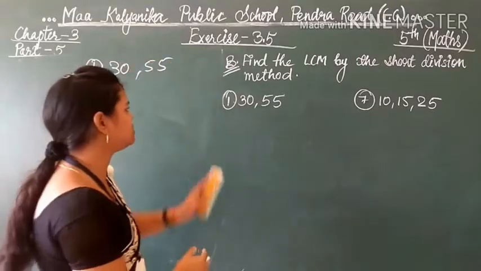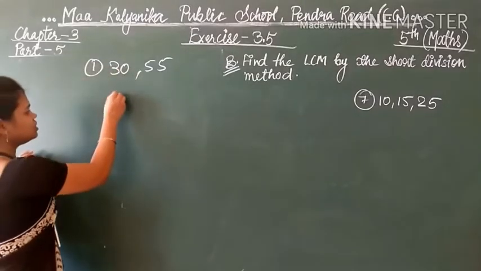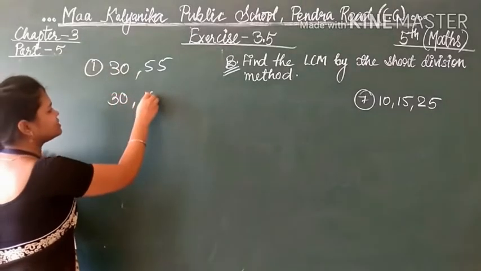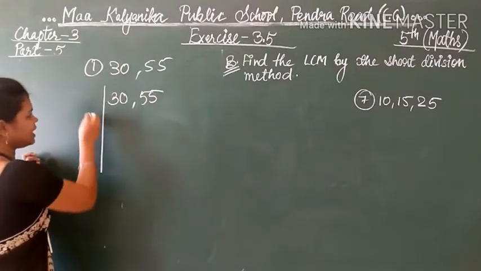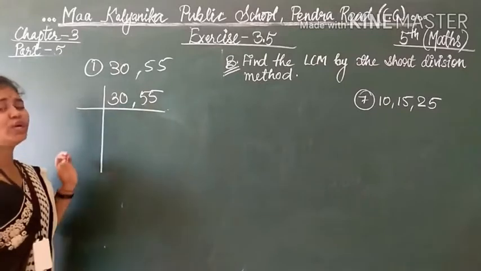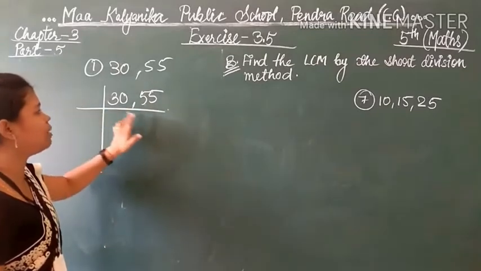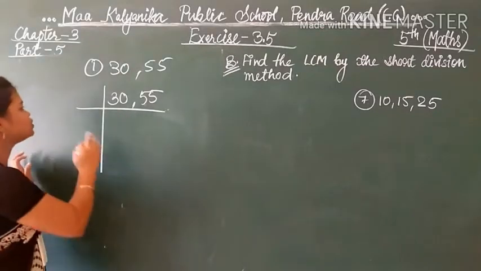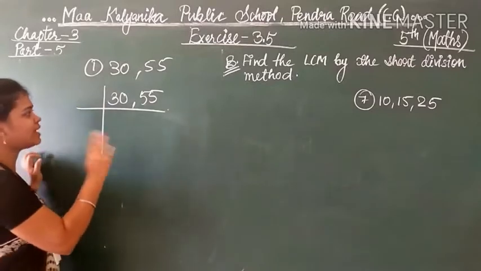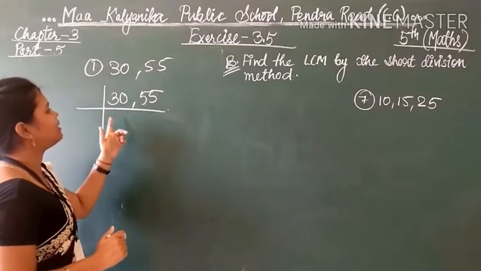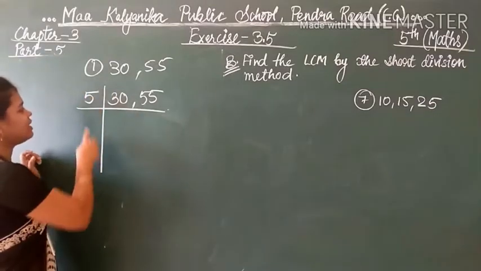What is short division method? You are very well aware of the long division method, students. So 30 and 55. Simply first you will write them here. Then you have to make a line like this. Now you have to pick a prime number which is common to both first. Okay. So in the table of 2, will these two numbers come? Can they be divided by 2? No. Can they be divided by 3? I don't think so. So we will take directly 5.